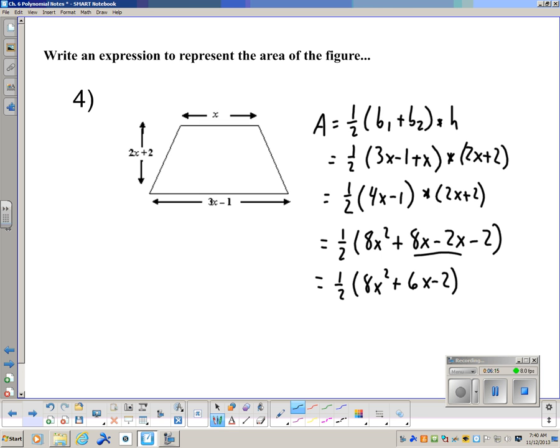And then I'm going to distribute that 1/2 through. 1/2 times 8x squared here is 4x squared. 1/2 times 6 here is plus 3x. And 1/2 times a minus 2 is a minus 1. So 4x squared plus 3x minus 1 ends up being the area of that trapezoid.